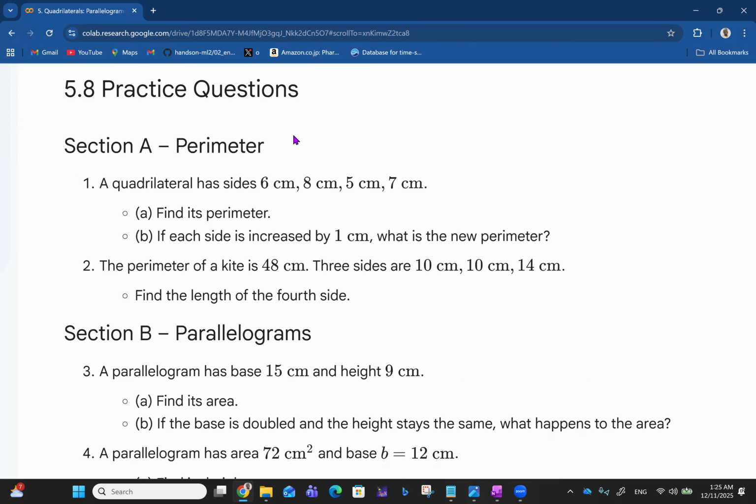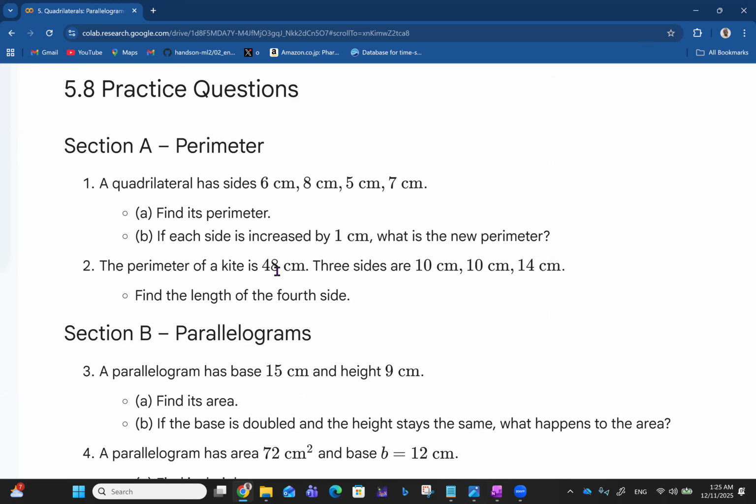So section A, talking about perimeter. A quadrilateral has sides 6, 8, 5, 7. So all the sides are not the same. Find its perimeter. Just add them: 6 plus 8 is 14, 14 plus 5 is 19, 19 plus 7 is 26 centimeters. If each side is increased by 1 cm, what is the new perimeter? It means adding 4 to everything. So 26 plus 4, the new perimeter will be 30 centimeters.